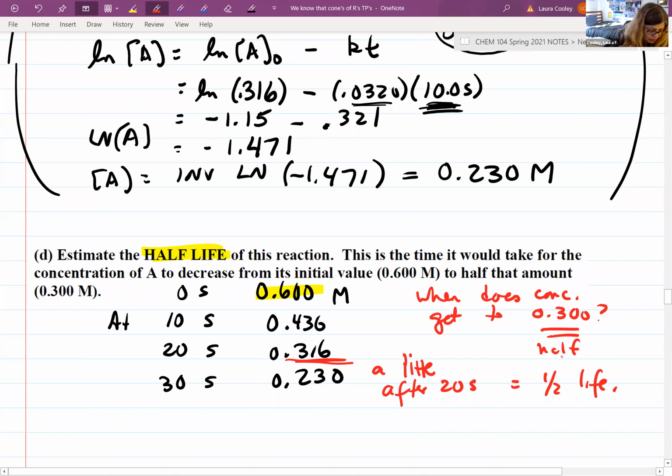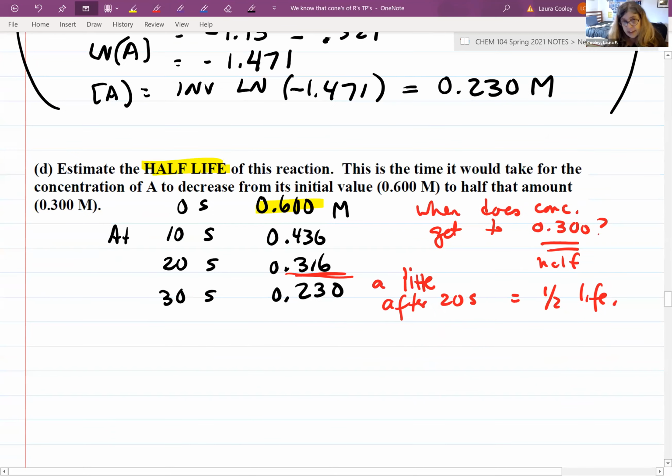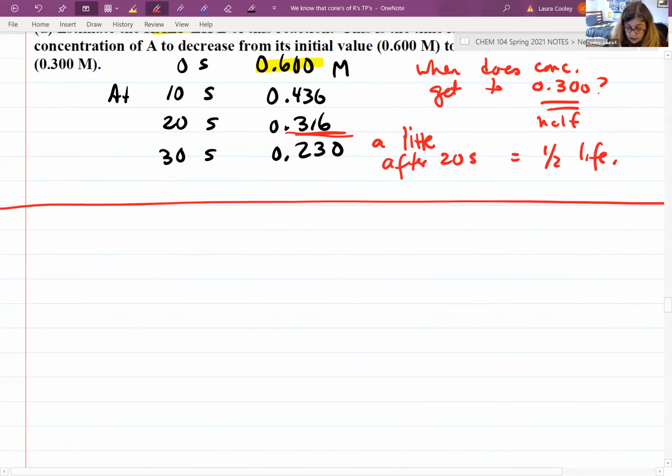Okay, but I'm going to show you how to find a formula for the half-life, which I'm going to do a little bit later. We'll get back to that. So keep that in mind. We're going to come back to that.